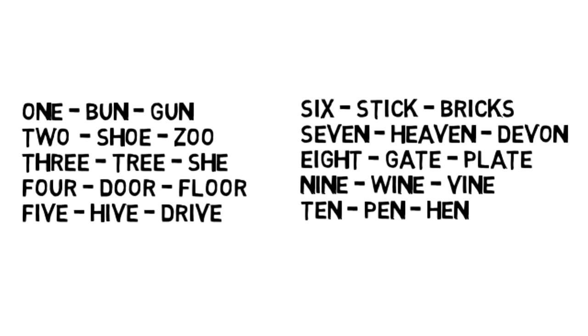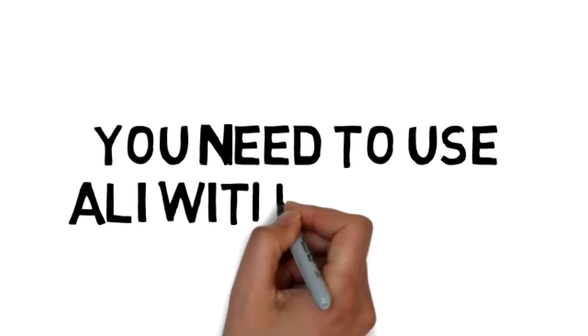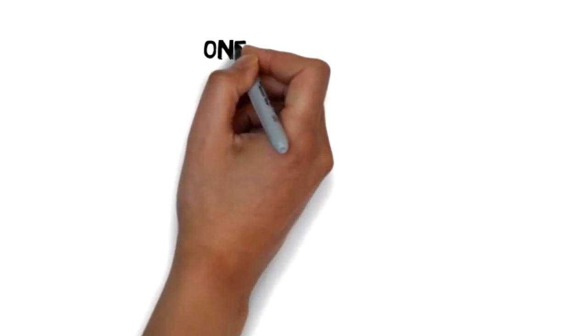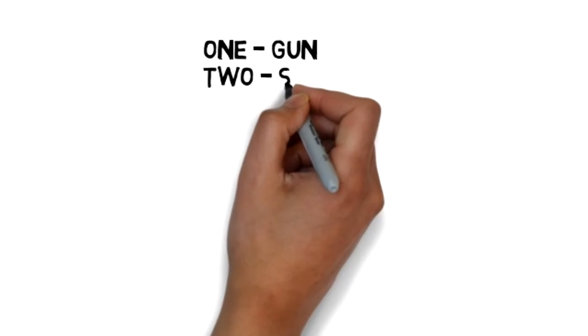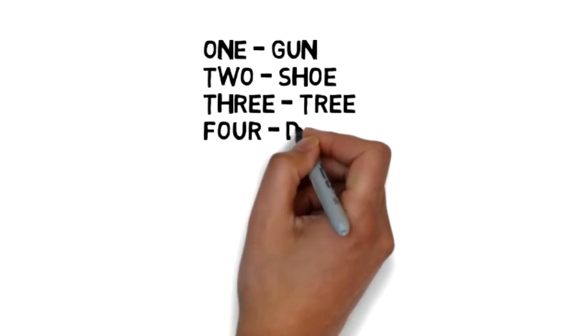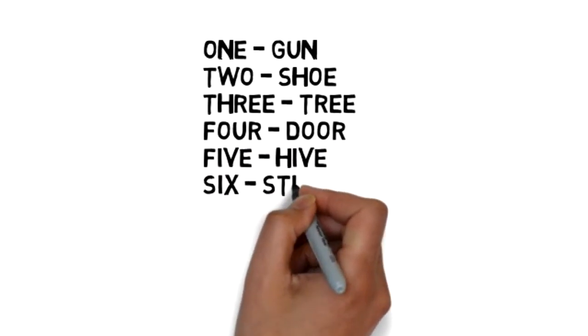Now, I know that sounds like the world's most boring Dr. Seuss book. But what it does, by creating the number and the rhyming word, is give you an easy way of memorizing an image that you can use to associate and locate. So again, you're going to be using the Ali technique in this memory system. So I'm going to pick 1 bun, 2 shoe, 3 tree, 4 door, 5 hive, 6 sticks, 7 heaven, 8 gate, 9 wine, and 10 hen.